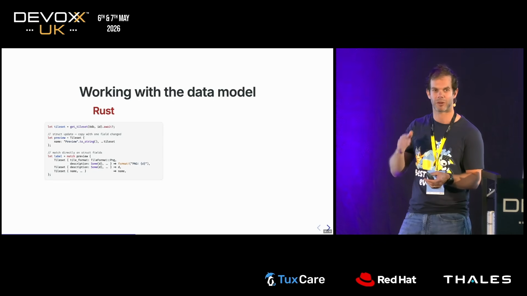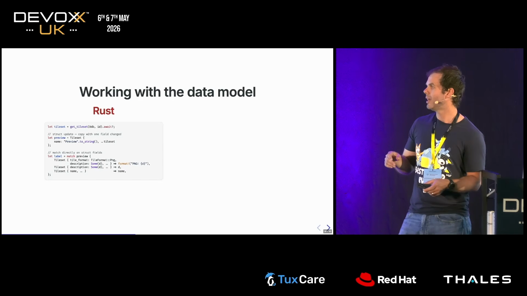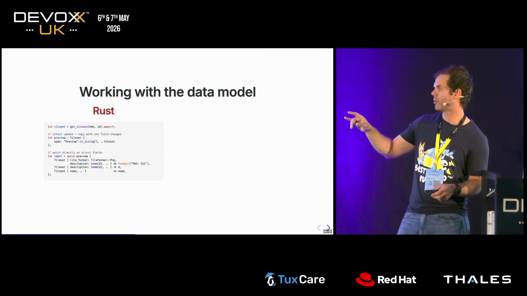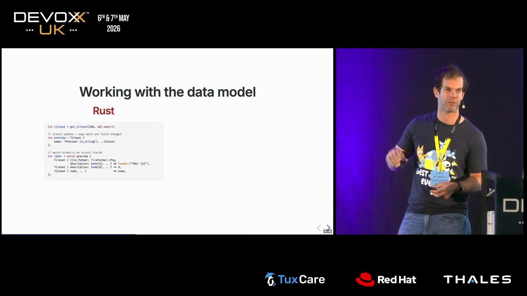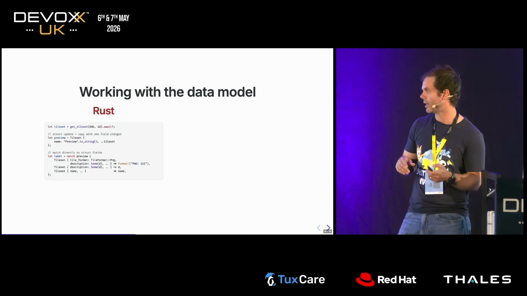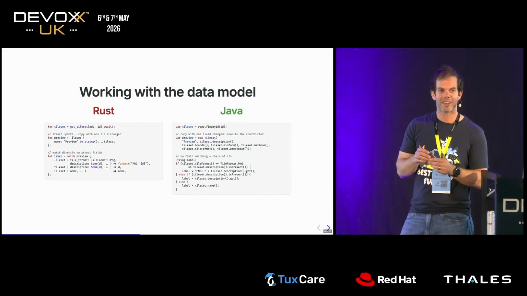So if you miss a branch for something, it'll say, no, you need to fix this. And here we're matching on both the outside tile set in the first branch. So we're saying when the tile format is PNG, extract the description and put that as PNG: into the label. And then we have a couple of other ones. You can do all sorts of fun things with the matches. It's pretty great. On the Java side, it's a bit more verbose.